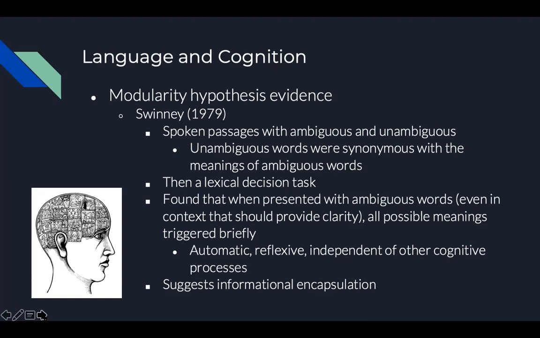And this triggering of these word meanings, these appeared to be automatic and reflexive and completely independent of whatever other cognitive processes might have been going on at the same time. So, for example, maybe some of the problem solving abilities that were needed for the lexical decision task. Those processes were still functioning while at the same time there was very specific, very nuanced language processing that was also happening. And so here we have the evidence that there is this informational encapsulation, that there is this sort of independence between language function and other cognitive functions.